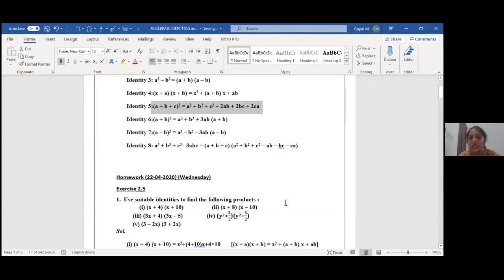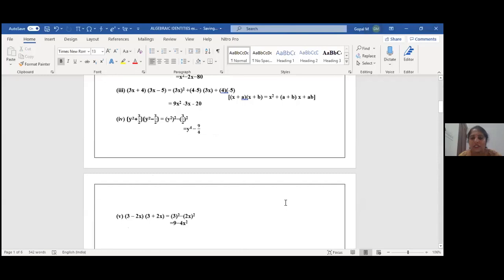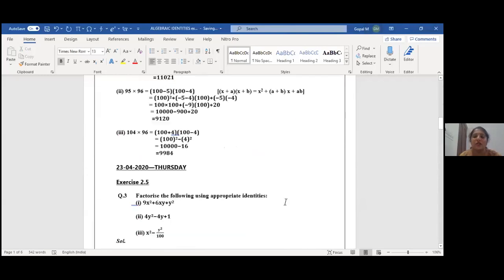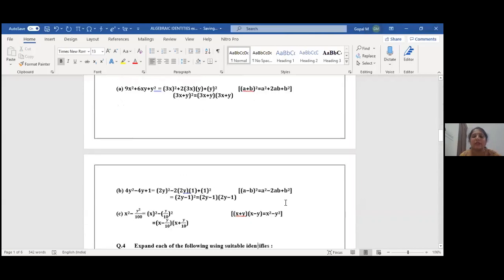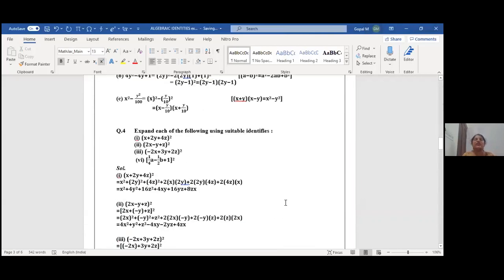Am I clear, children? Whenever I'm explaining, everyone should be thorough with the identities. If you know the identity, it will be easy for you to apply in the sums. Here in fourth main, there are 6 questions. Out of 6, 4 I'll explain in the class and 2 I'm giving as homework: 4th and 5th. 1st, 2nd, 3rd and 6th I'll explain in the class. Okay, let's see the first one.